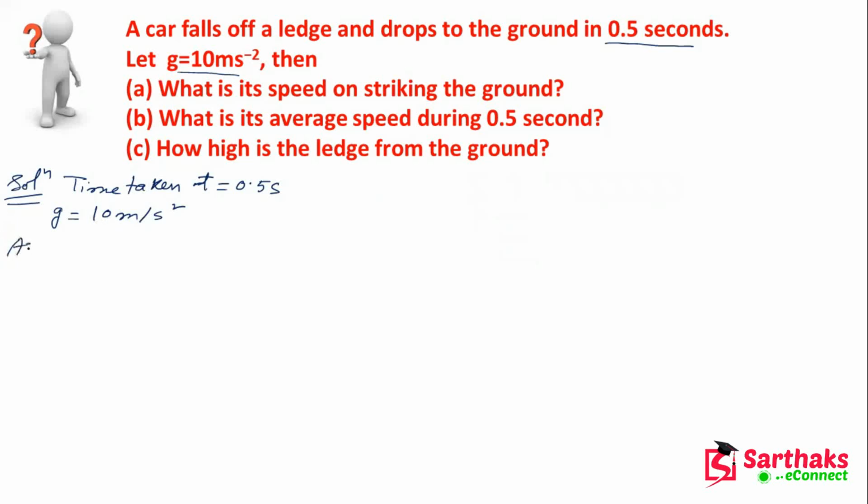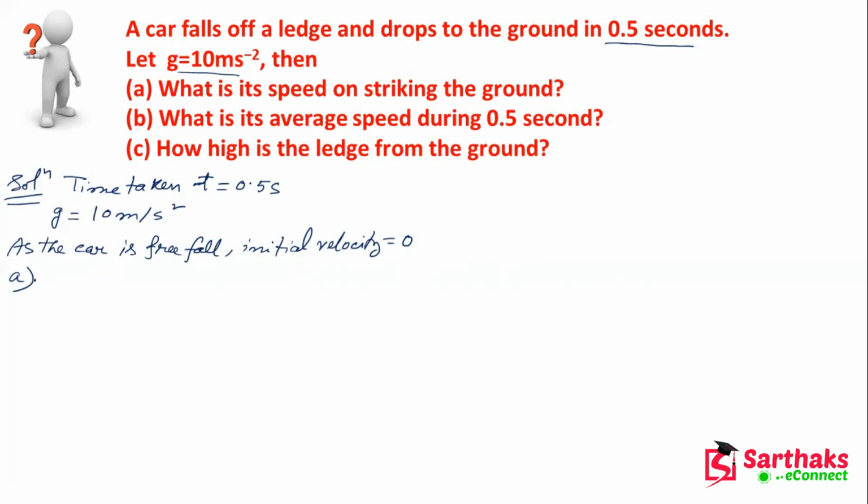So as the car is in free fall, the initial speed, or the initial velocity, I can say in a better way, equals 0. Let's solve the first one. In the first one, what they need is: what is its speed on striking the ground?